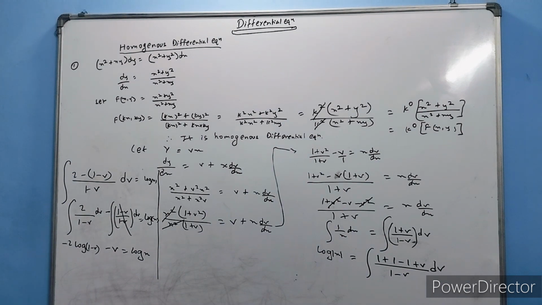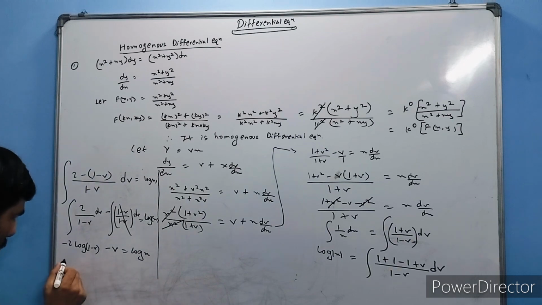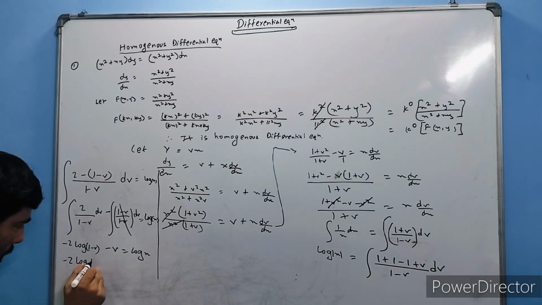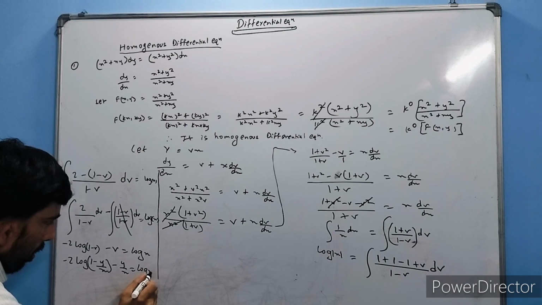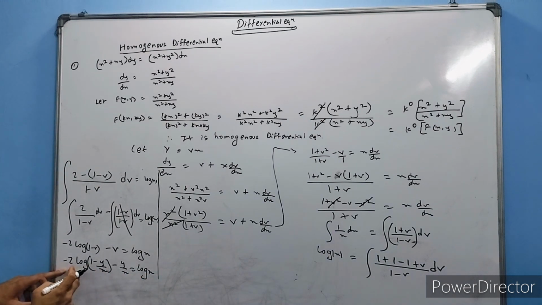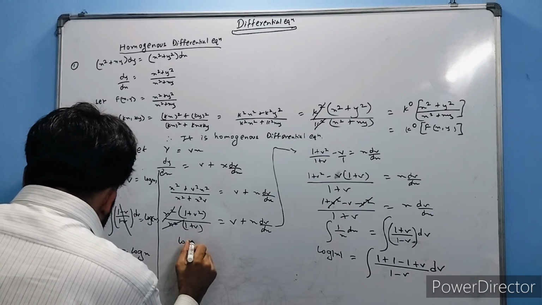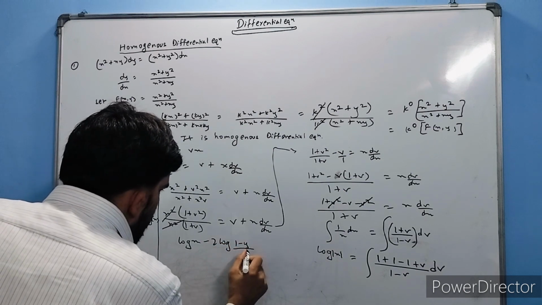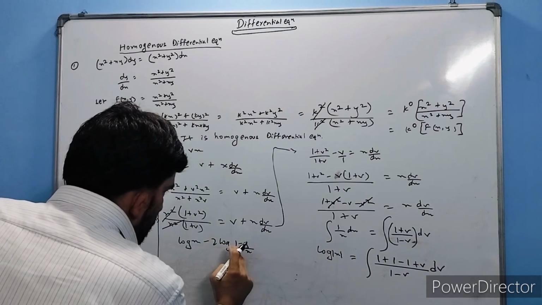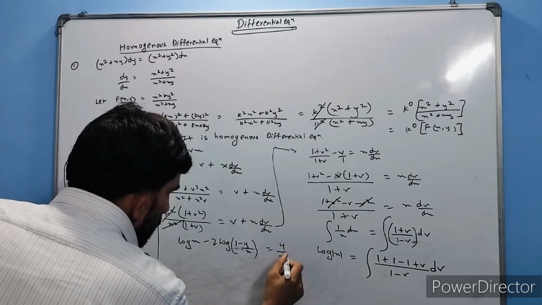Now what we can do here, substitute y is equal to vx, so v will be y upon x. So minus 2 log 1 minus y upon x minus y upon x is equal to log x. What we can do, take this side. So what I will have, log x minus 2 log 1 minus y upon x is equal to y upon x.